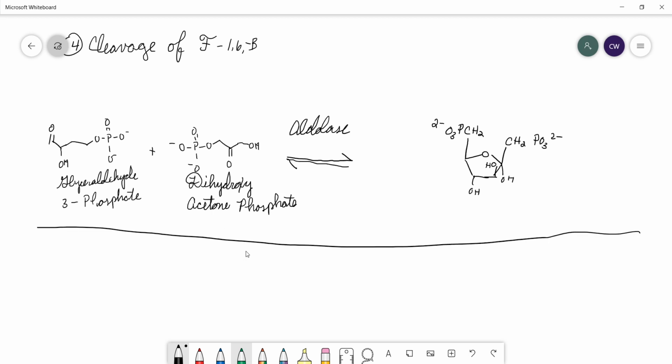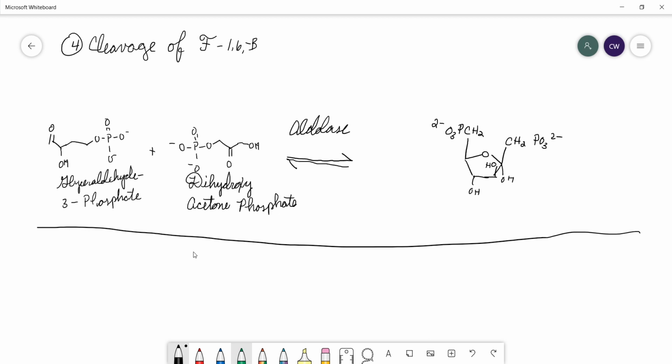The first thing that has to happen in stage 2 is we need to convert this to glyceraldehyde 3-phosphate. We'll discuss that and the rest of the stage 2 reactions in the next video, and then we'll move on to discussing the metabolism processes in a little more detail.